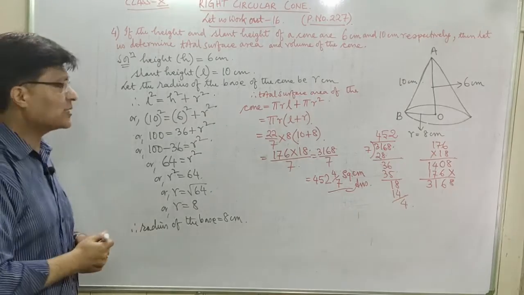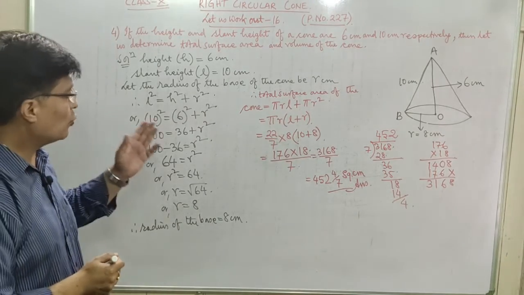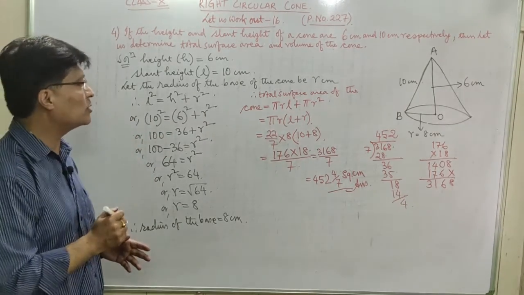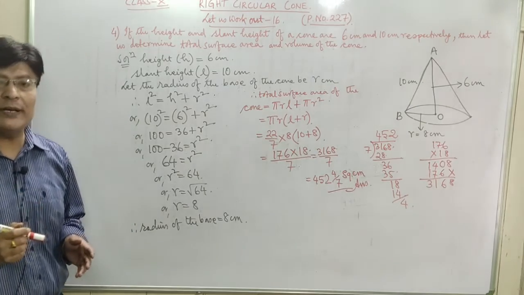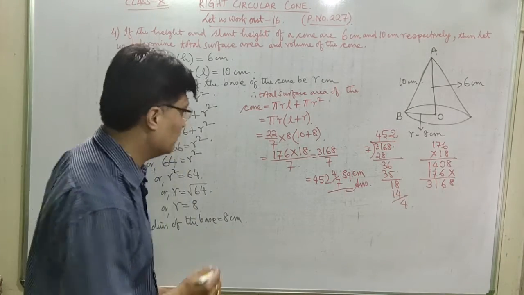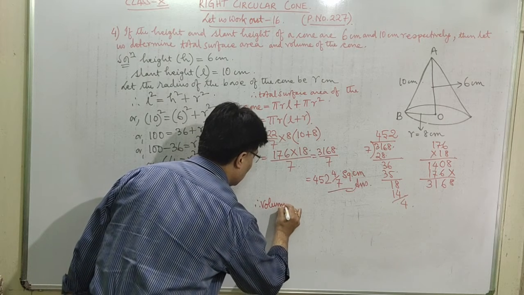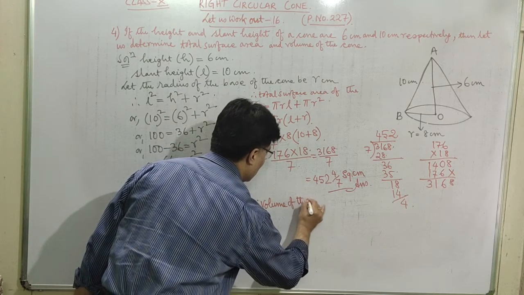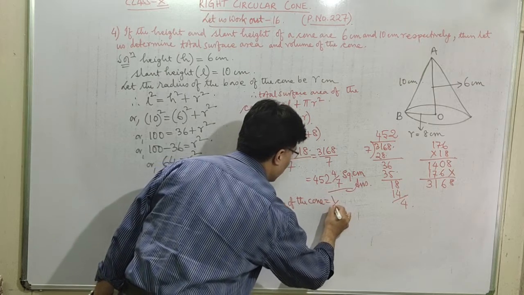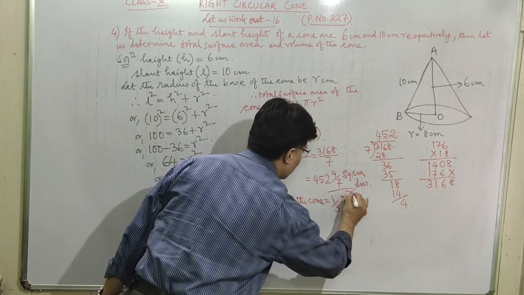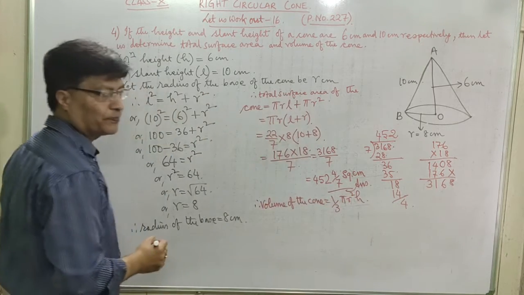Okay. Now let us calculate the volume of the cone. We have just calculated the total surface area of the cone. Now we will find out the volume of the cone. What is the formula? Volume of the cone is equal to, what is the formula? 1/3 pi r square h.